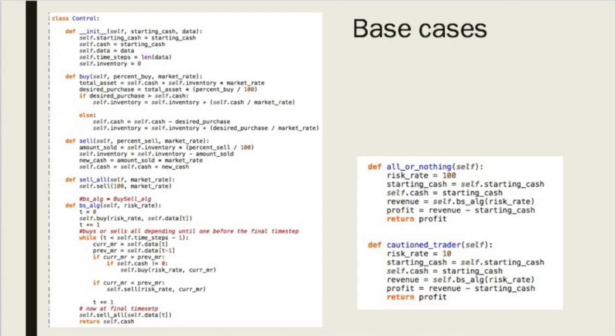In order to measure the efficiency of our algorithm, we create two control base cases. For the first control, the agent sells or buys all the coins that he can when the market rate changes. For the second control, the agent acts more cautiously. He sells or buys 10% of all of the coins that he can when the market rate changes.